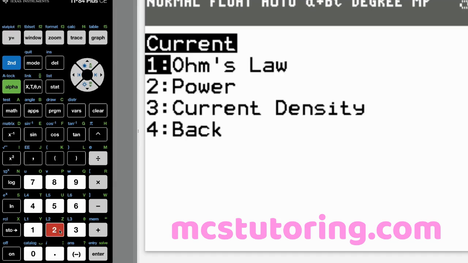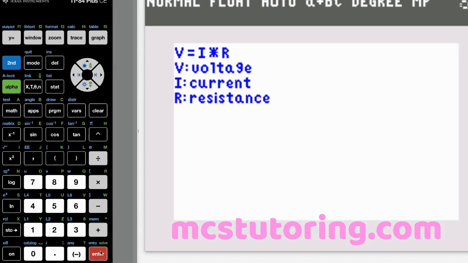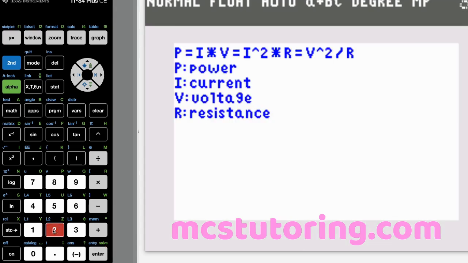Okay, so let's go to current. We got Ohm's law, power, and current density. Let's go sequentially through this. V equals I times R, where V is voltage, I is current, R is resistance. Then we're going to go through power here. P equals I times V, which also equals I squared times R, which also equals V squared over R, which is cool because you've got now the 3 renditions of the power equation.